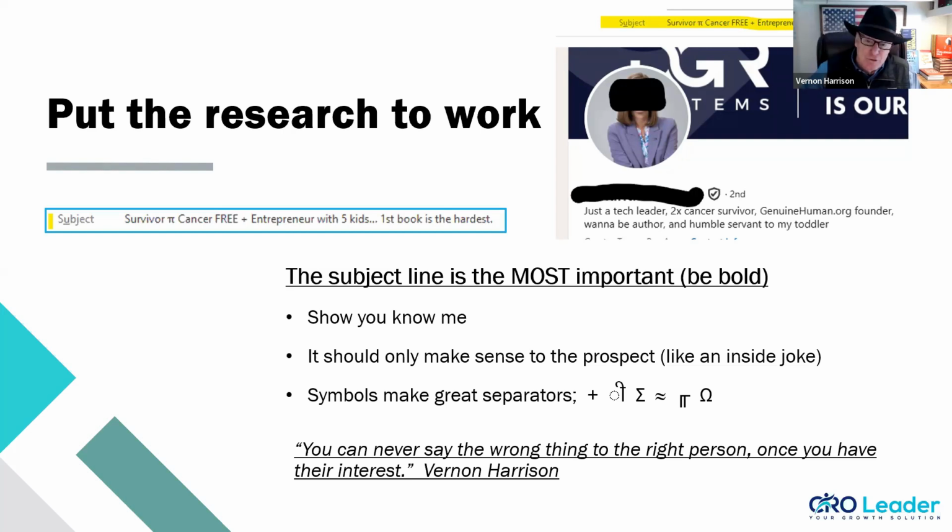And she's also a humble servant to her toddler. Anybody who has kids knows what that's like. People think we're parents. Yeah, whatever. We are parents, but we're servants to our children, certainly till they're old enough to kick them out of the house. Okay, so I learned all of these things on LinkedIn.